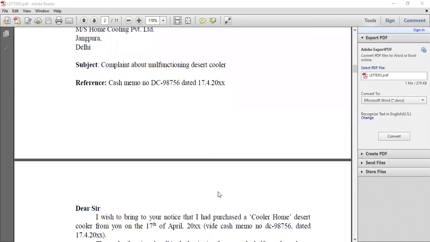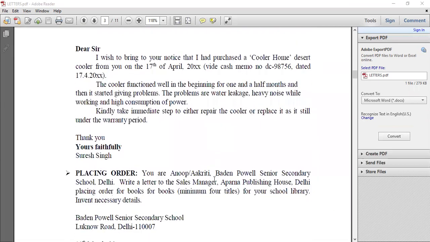And then reference, of course. Cash memo number, the particular number, particular date, we need to mention because we have a reference. So that's why the sender has mentioned the reference in the answer to that question. You can see the salutation: Dear Sir. If you wish, you can also go for Respected Sir, no issues.